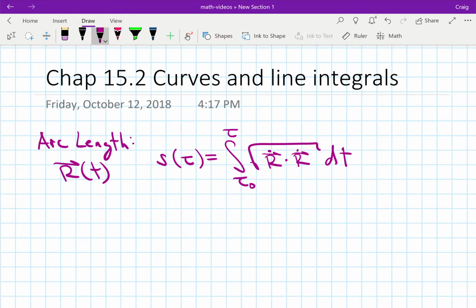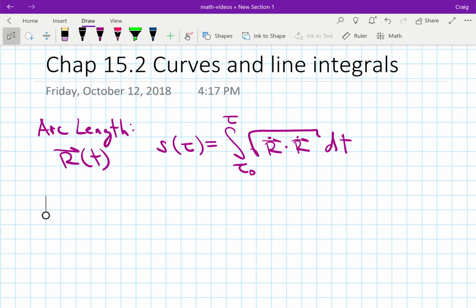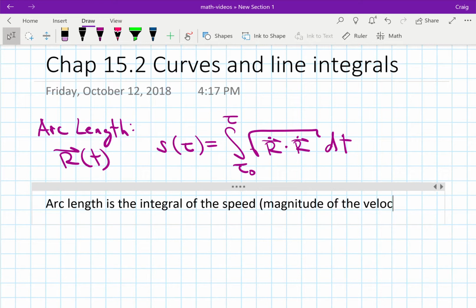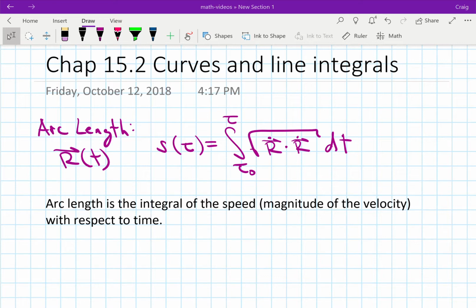Okay, so again, let me write the words. So the arc length is the integral of the speed. The speed is the magnitude of the velocity with respect to time. Okay, so we can also reparameterize these curves.